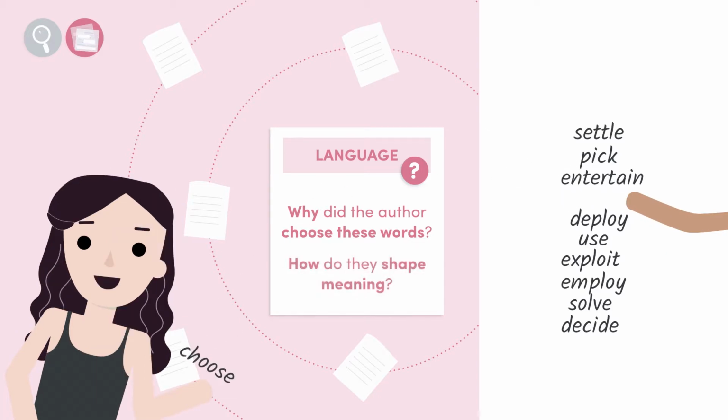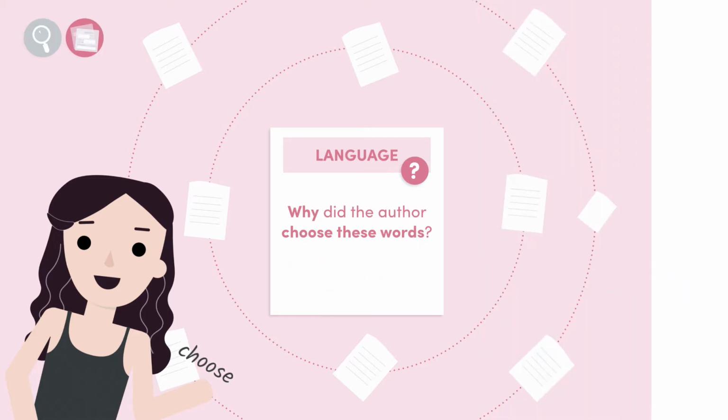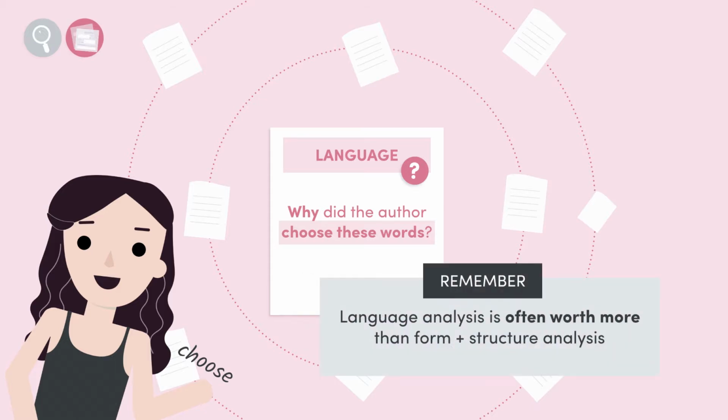And how do they shape their author's meaning? There are different levels to language analysis, and we'll go through those in the next video. But the question is essentially always just, why did the author choose these exact words? By the way, it's worth bearing in mind that language analysis is often worth more than form and structure analysis in an essay. So this one is super important.